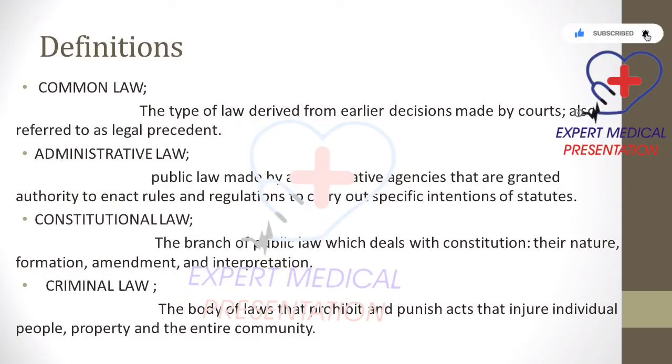Definitions. Common law: the type of law derived from earlier decisions made by courts, also referred to as legal precedent. Administrative law: public law made by administrative agencies that are granted authority to enact rules and regulations to carry out specific intentions of statutes. Constitutional law: the branch of public law which deals with constitutions, their nature, formation, amendment, and interpretation. Criminal law: the body of laws that prohibit and punish acts that injure individual people, property, and the entire community.